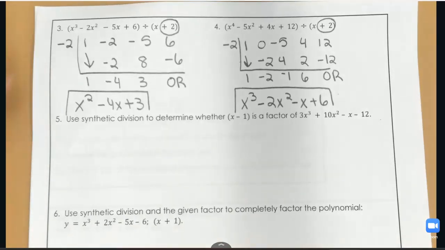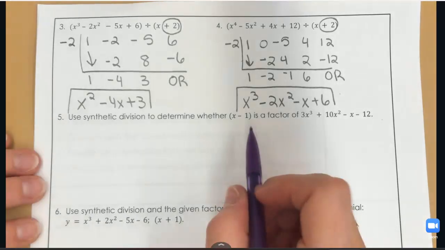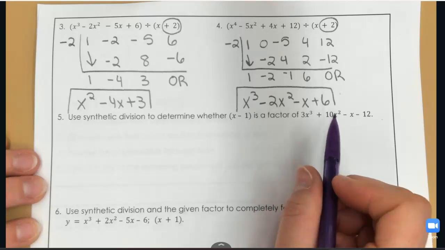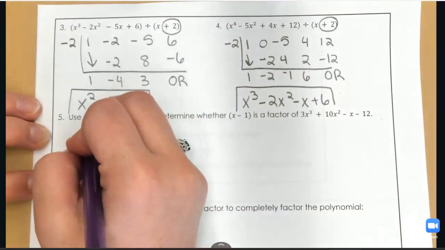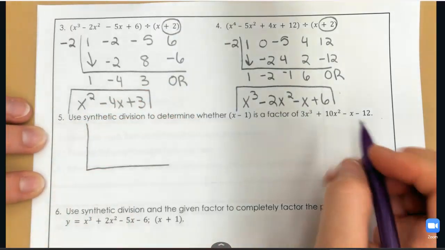All right, on to 5. Use synthetic division to determine whether this is a factor of our polynomial. Now, to determine if something is a factor, that is when you divide and you end up with a remainder of 0. If you end up with a remainder other than 0, it is not a factor. So that's what we're going to do. We're going to do synthetic division and look for our remainder.